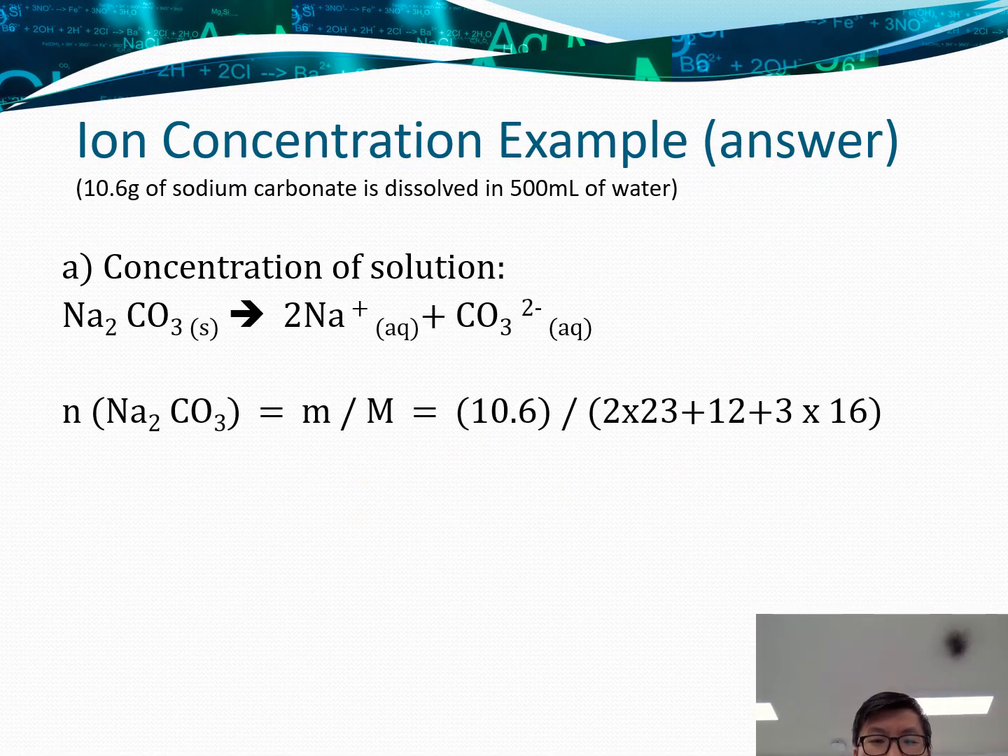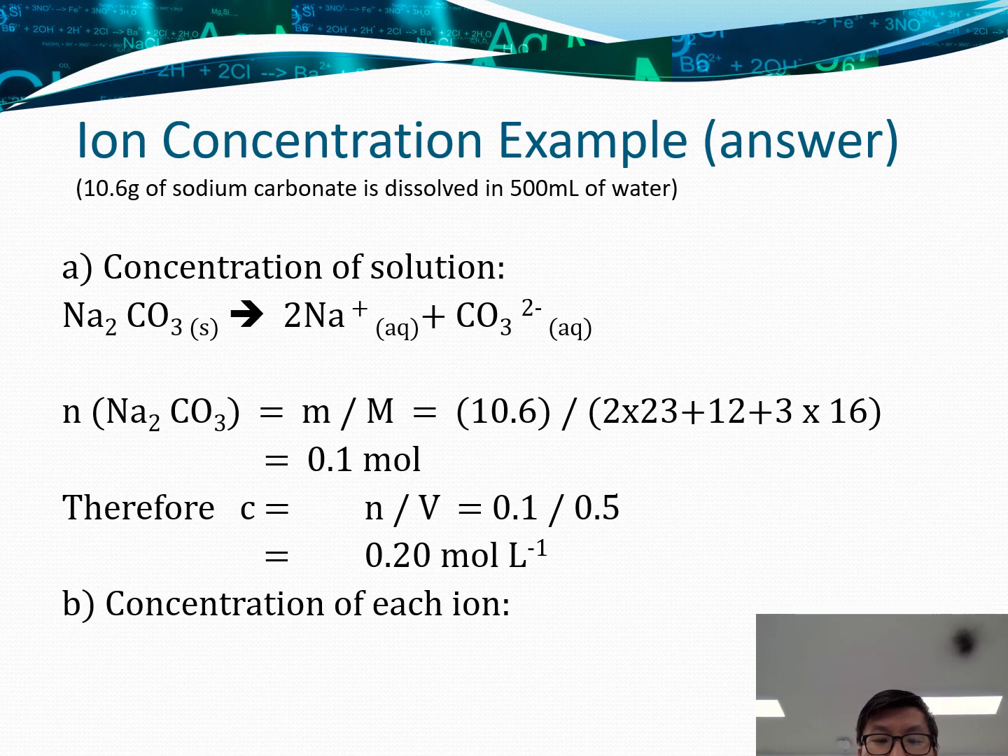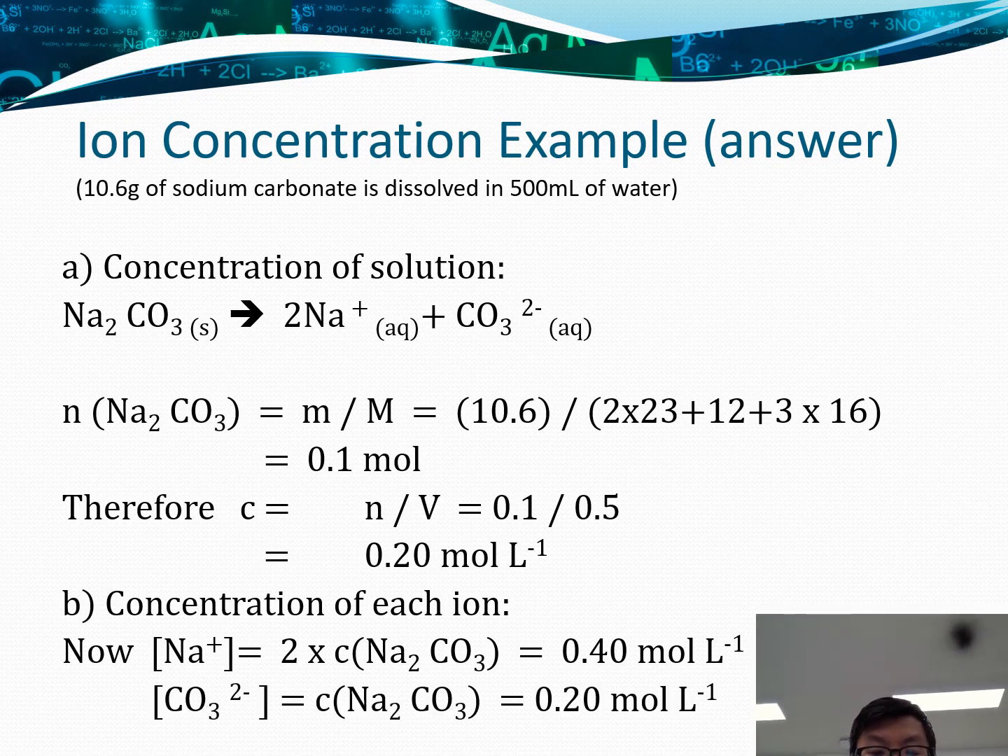So we did the calculations. It's all there on the slides for you to follow. You should have ended up with 0.2 moles per liter. And then when looking at individual ions, you should have ended up with 0.4 for sodium and 0.2 for carbonate. Hopefully that makes sense. You might start noticing now that we have square brackets. The square brackets are used when talking about concentration.